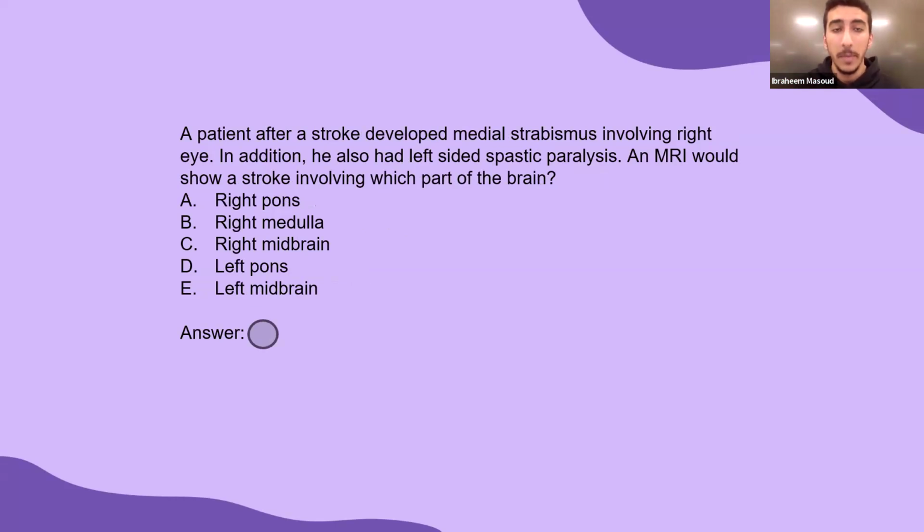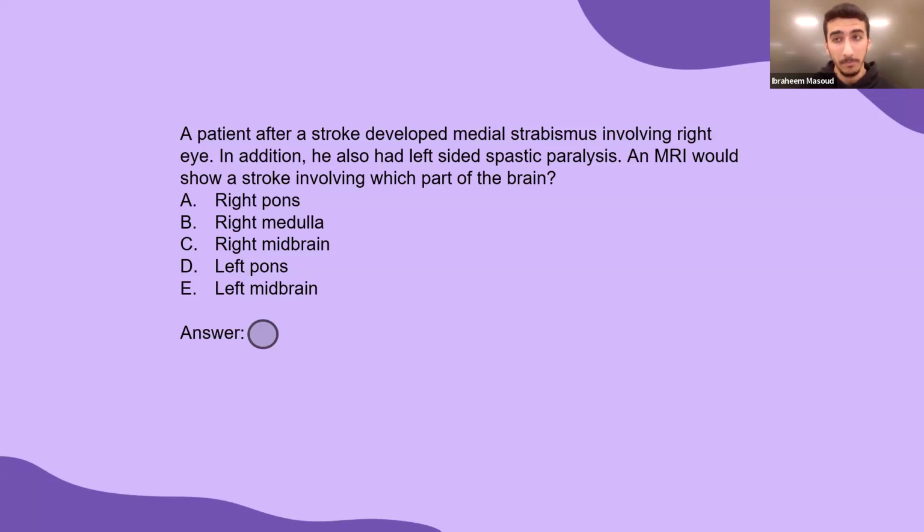Okay. Patient had a stroke. Now, medial strabismus involving the right eye. What does that mean? When he looks laterally, his eye goes to the medial side. This is medial strabismus. Also has left-sided paralysis, right? Left side paralysis, and here medial strabismus. MRI would show stroke in which part of the brainstem?